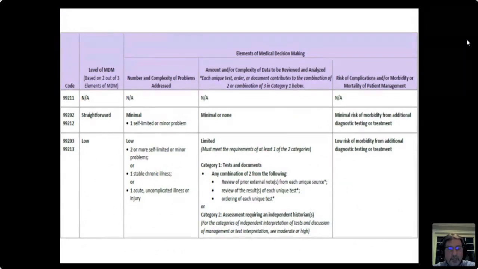So you can see for the straightforward problem, a self-limited or minor problem, they define that as a problem that runs a definitive and prescribed course, is transient in nature, and is not likely to permanently alter the health status. So again, things like a subconjunctival hemorrhage, a minor allergic conjunctivitis, something along those lines.